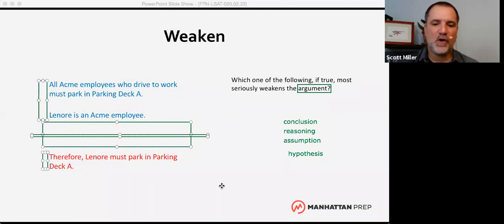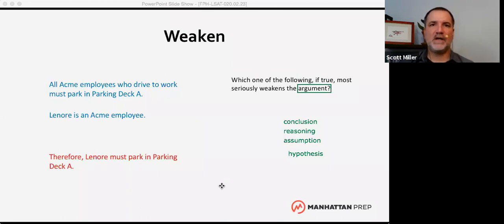And as you can see, all these questions that we've talked about tonight, sufficient assumption, necessary assumption, strengthen, weaken, flaw, they're all dealing with that gap in the argument. And so, you need to be able to spot that.